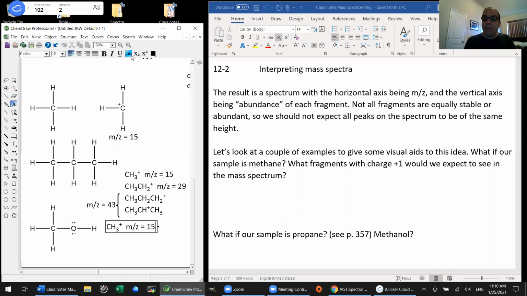So the CH3 plus is the result if you break the CO bond. Yup. And I think you might also see the hydroxyl cation.